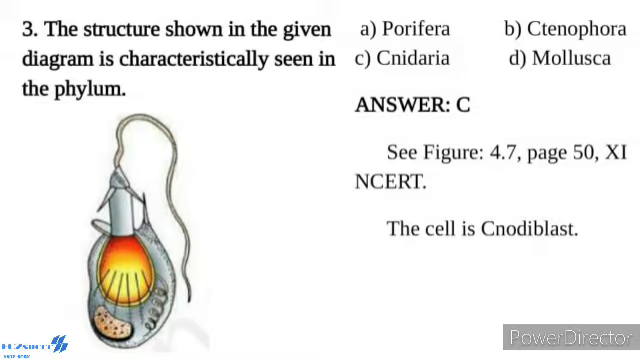The cnidarians which exist in both forms exhibit alternation of generation, that is metagenesis. Polyps produce medusae asexually and medusae form the polyps sexually. Example Obelia. So the phylum Coelenterata examples: Physalia, otherwise called Portuguese man of war. Second one, Adamsia, sea anemone. Third one, Pennatula, otherwise called sea pen. Gorgonia, otherwise called sea fan. Meandrina, otherwise called brain coral. So the correct answer is option C, the cell is cnidoblast.